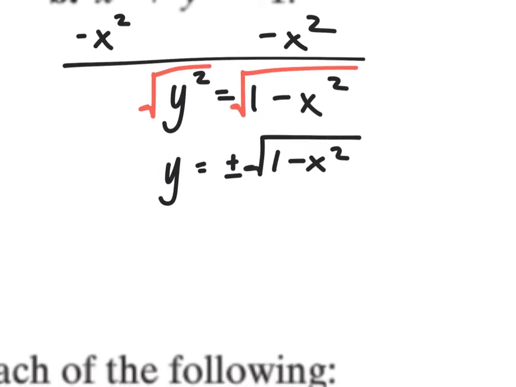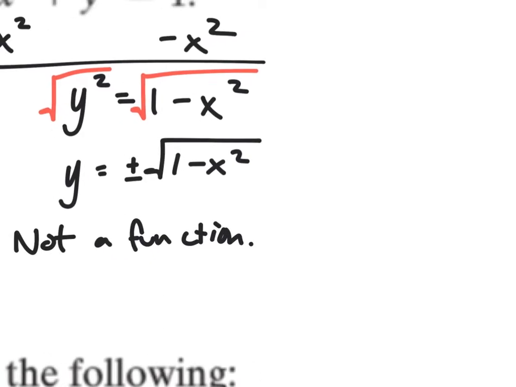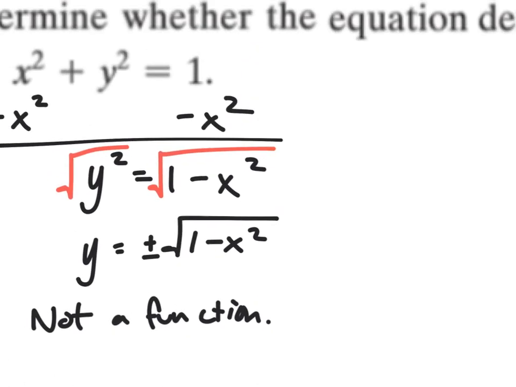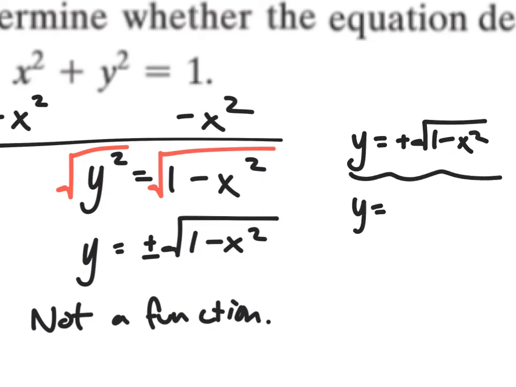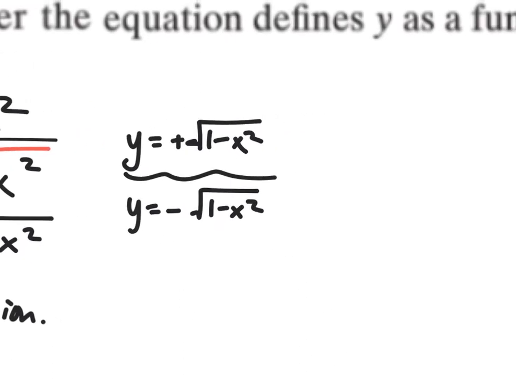This is not a function. Okay? Not a function. And here's why. Because when I have this equation the way that I have it, I've got two equations here. I've got y equals positive square root of 1 minus x squared, and I have y equals negative square root of 1 minus x squared. Okay? Now let's just think about the graph of each of these. So let me graph both of these.